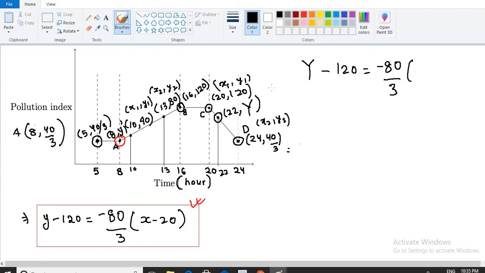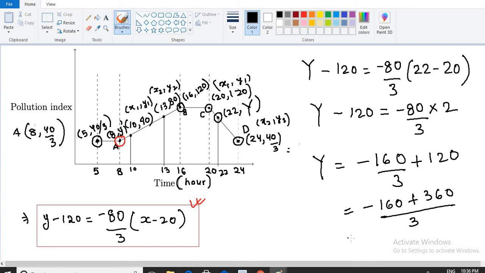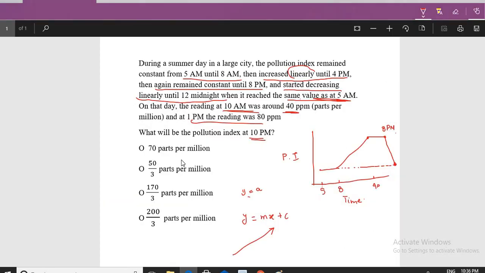The value of x is how much? It is 22. 22 minus 20. Simplify this. Y minus 120 is equal to minus 80 by 3 into 2. Y is equal to minus 160 by 3 plus 120. Simplify this. Minus 160 plus 360 by 3, which will give you the value 200 by 3. So our y at this point, which means at 10 p.m., the pollution index value is 200 by 3. So let's check whether this option is given in the question or not. Yes, option D is given. So this is the correct answer.